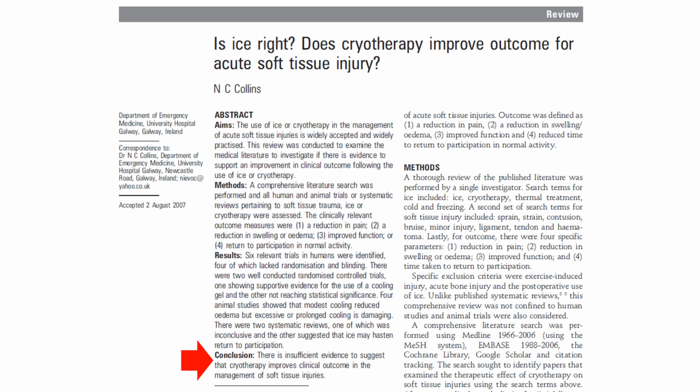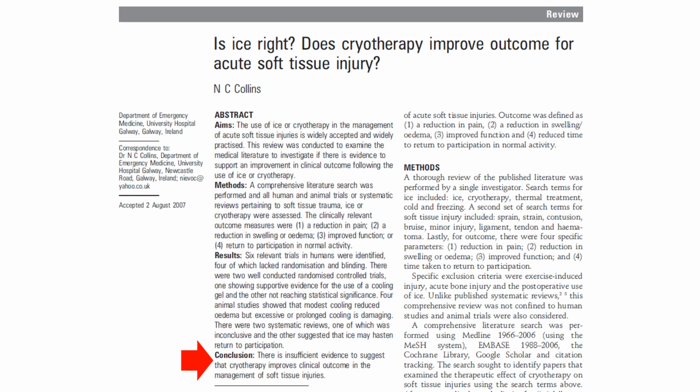Another article on the topic, is ice right? Does cryotherapy improve outcome for acute soft tissue injury? And this article coming to us from the University Hospital Galway in Galway, Ireland, they conclude there is insufficient evidence to suggest that cryotherapy improves clinical outcome in the management of soft tissue injuries.